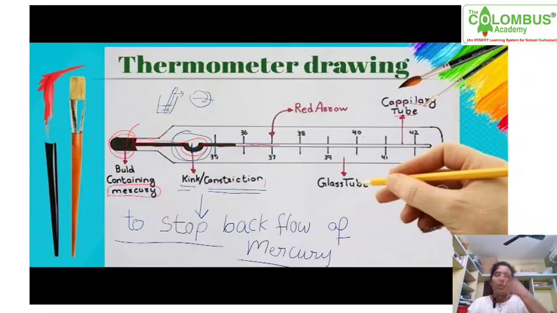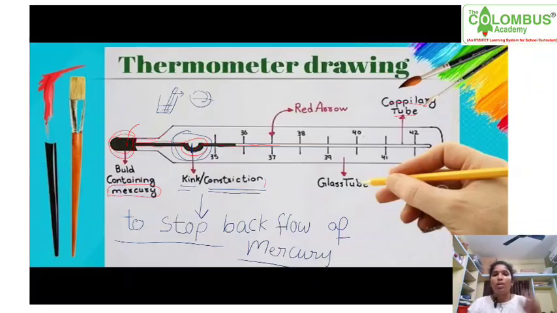But in a clinical thermometer, obviously we cannot measure while the person is holding it in his tongue. We cannot measure the temperature. So obviously we need to remove it from his mouth. So obviously the temperature will vary, and there is a chance of back flow of the mercury. So to avoid that back flow, we use this kink or constriction.